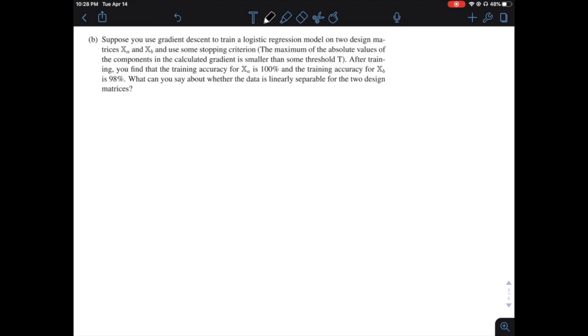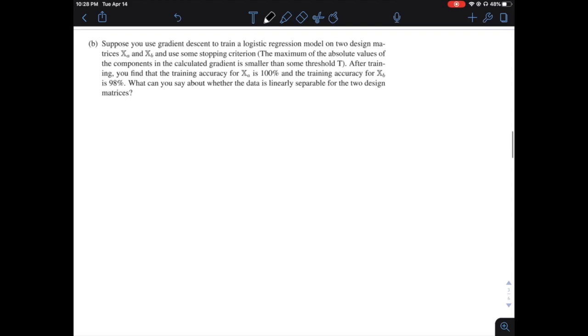So suppose you train a gradient descent on a logistic function model on two design matrices XA and XB and use some stopping criterion. The stopping criterion they're describing here is that the maximum absolute value of the components of the calculated gradient is smaller than some threshold t.